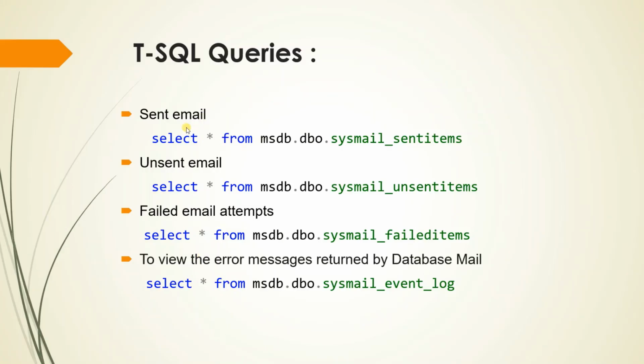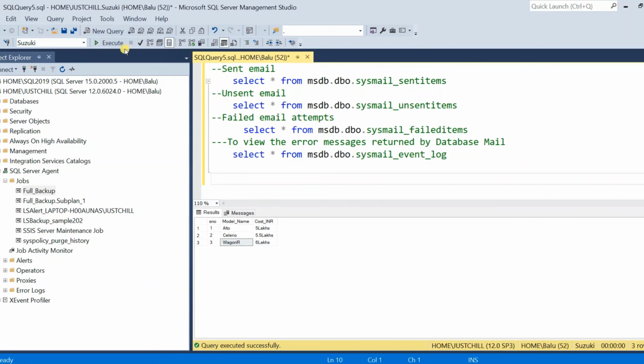And here there are also a few scenarios where you can query the mail results. Let me show you. So these are the queries. To check the sent email, you can just query this: select star from msdb.dbo.sysmail_sentitems. For unsent mail, you can use this script. For failed email attempts, you can use this script. And to view error messages, you can check the event log.